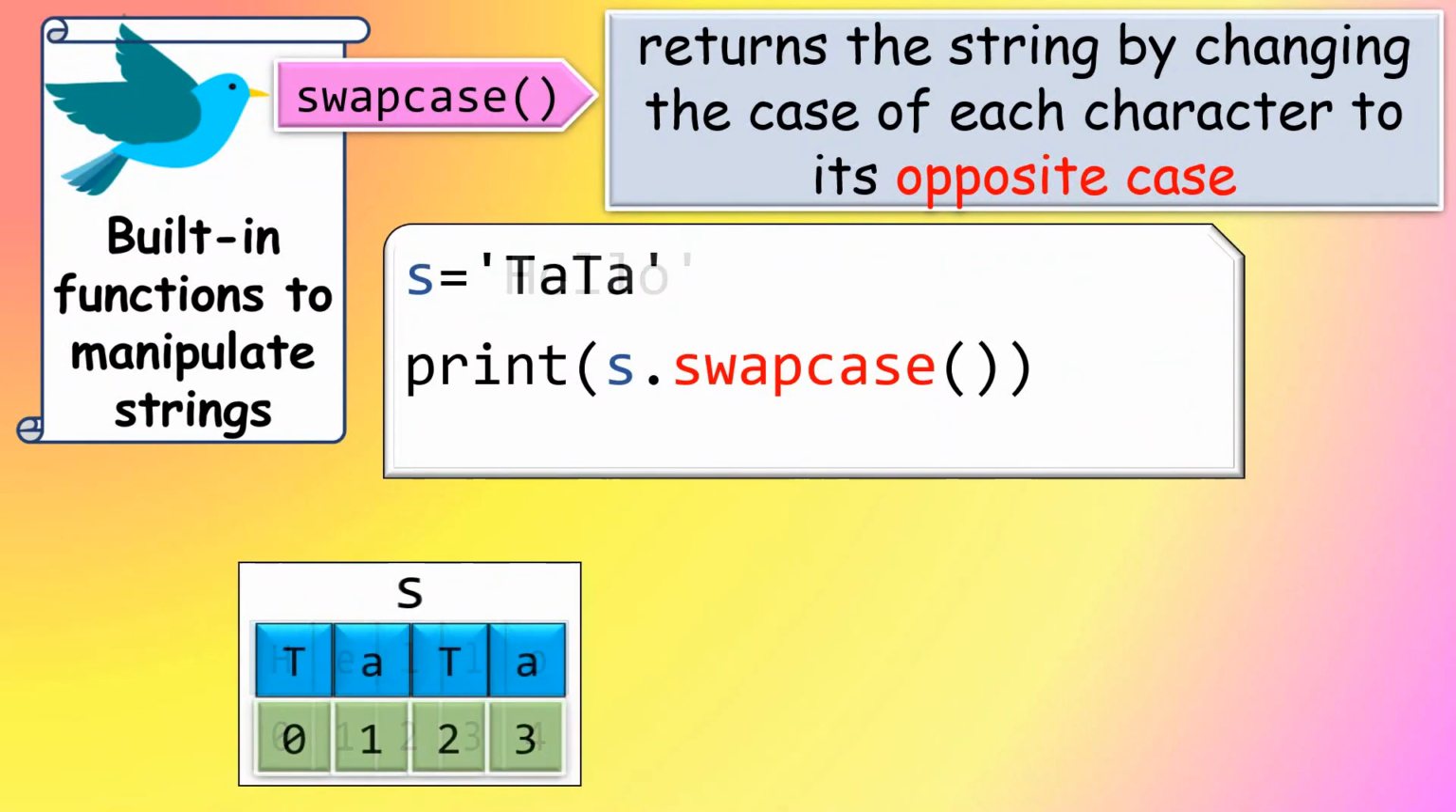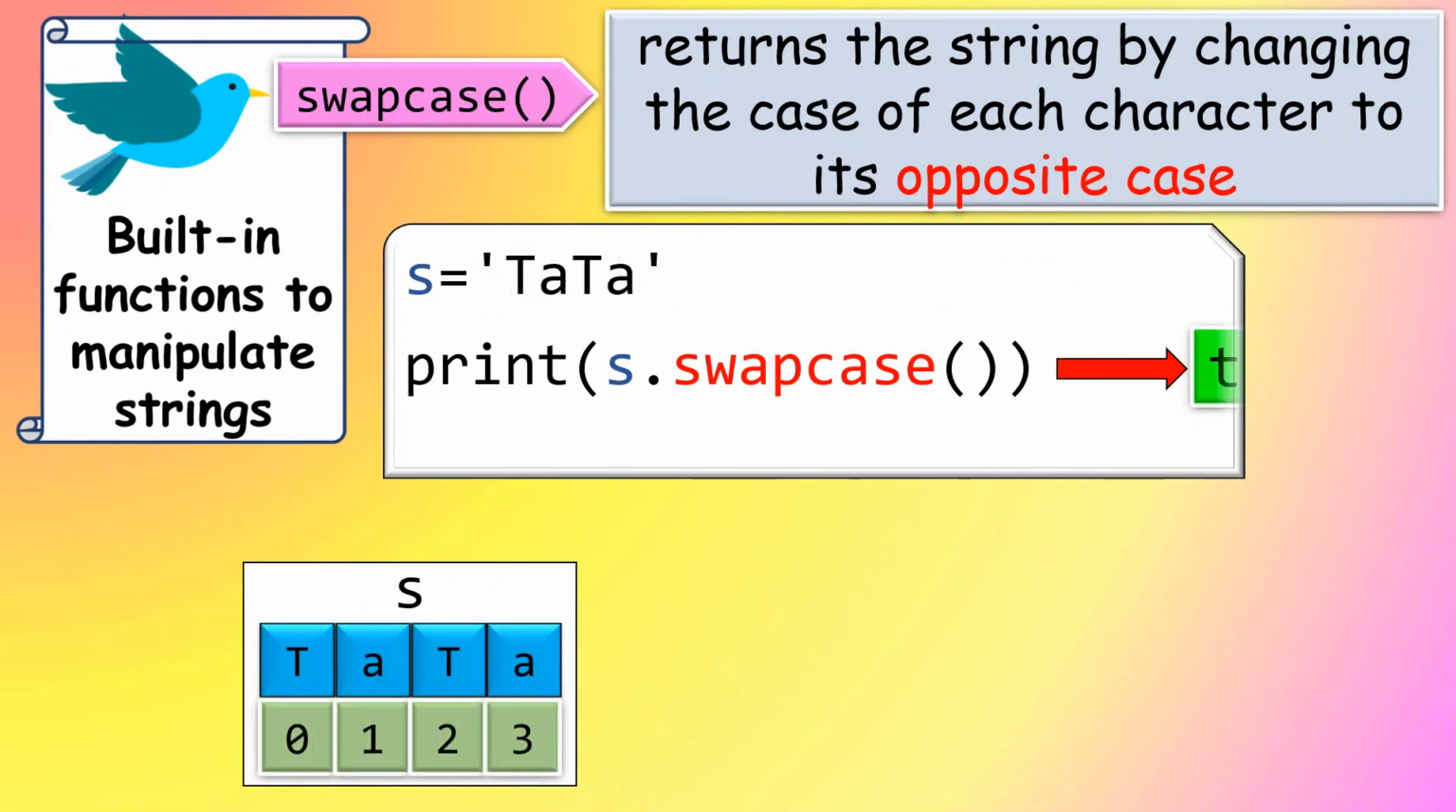Look at another example. Here the output is tATA. So in the string, T is in uppercase, A is in lowercase, T is in uppercase, A is in lowercase. And in the output, the opposite has happened. So the swapcase function changes the case of each character to its opposite case, uppercase to lowercase and lowercase to uppercase.